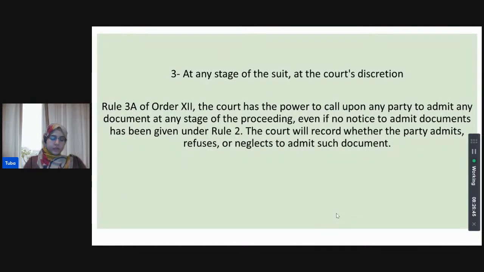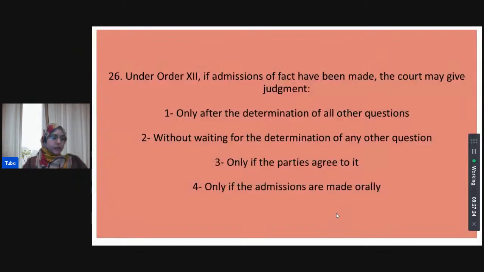The correct answer is at any stage of the suit at the court's discretion. Rule 3A of Order 12 provides that the court has the power to call upon any party to admit any document at any stage of the proceeding, even if there is no such notice to admit documents, in keeping with Rule 2. So the court will record whether the party admits, refuses, or neglects to admit such documents. So that is that provision over there.